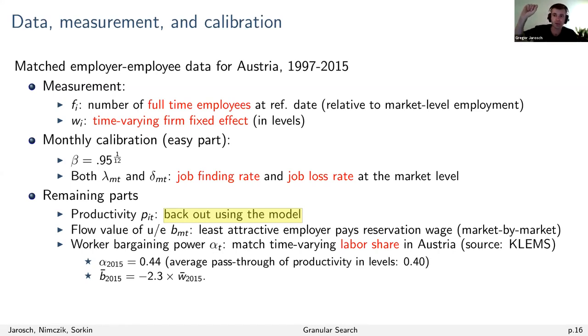And then we're setting the flow value of unemployment to a level such that the least attractive employer in a labor market exactly breaks even and pays the reservation wage. That seems like a plausible way of going about it. I'm open to other ways, but that's how we do it. It gives you a bargaining power that's square in the middle.